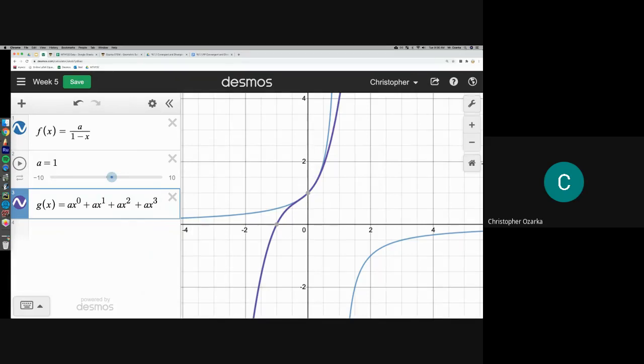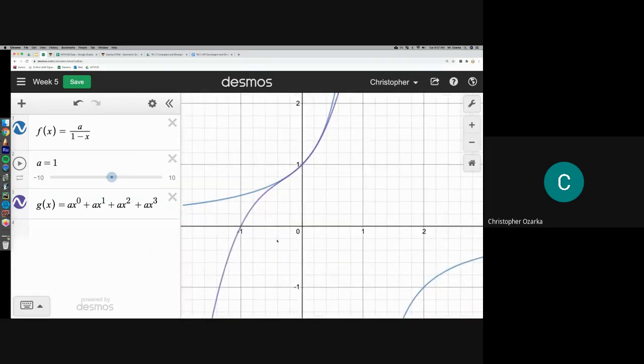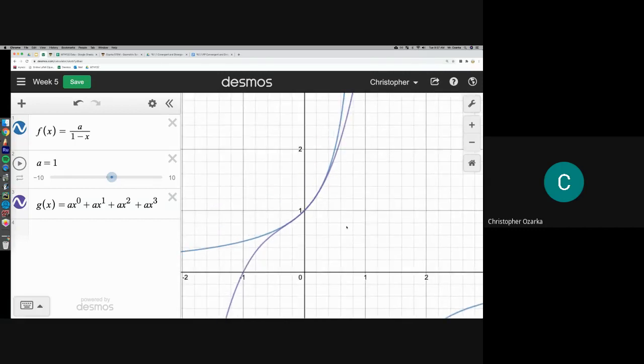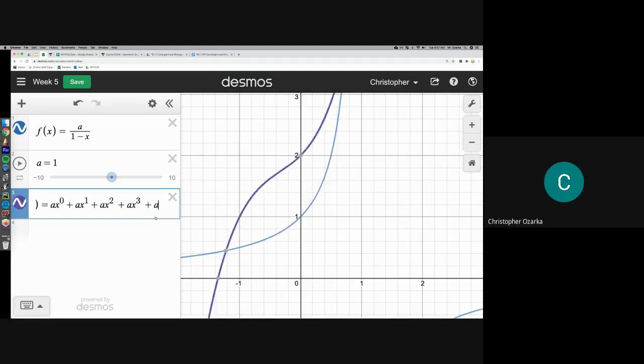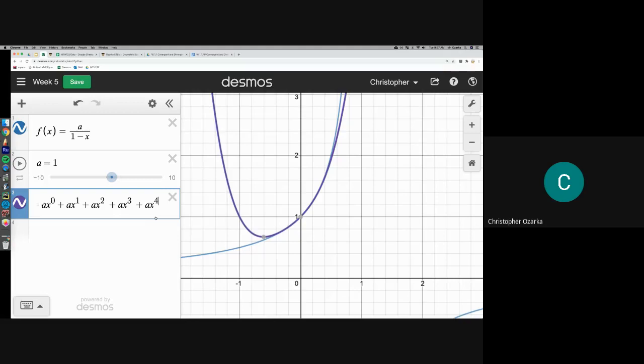Okay, well, watch what's happening between -1 and 1. Here, let's zoom in. Here's -1, here's 1. Watch what happens when you look through each of these, Ax to the 4th. -1 and 1. What do you notice?